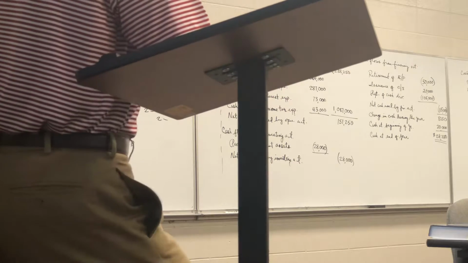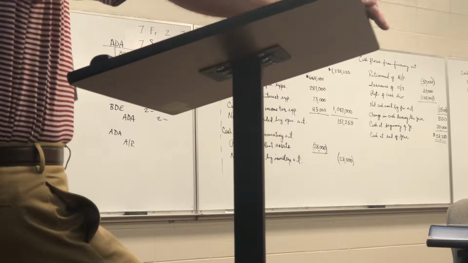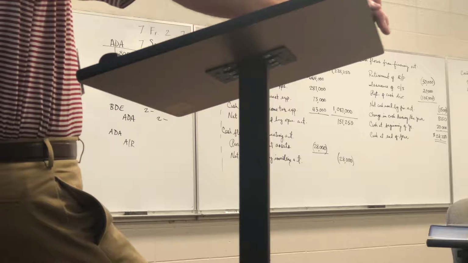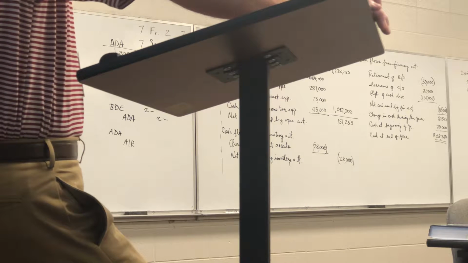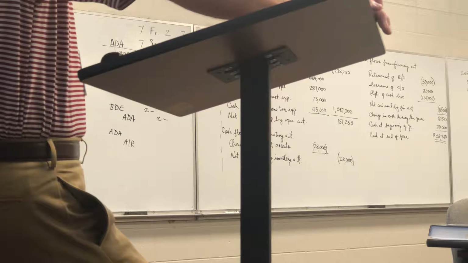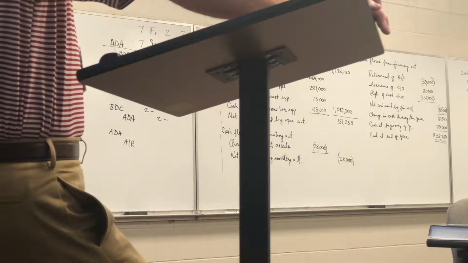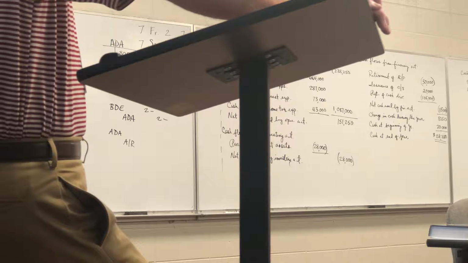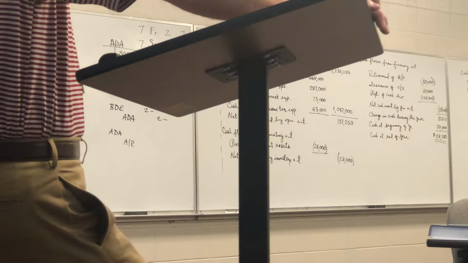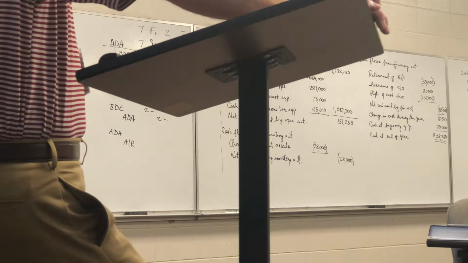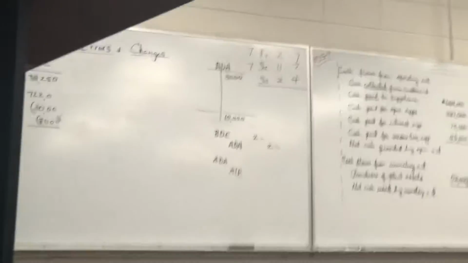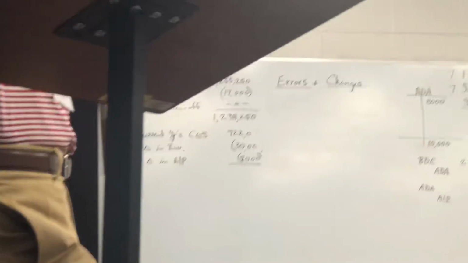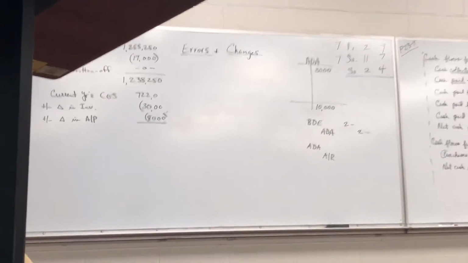Errors. If you discover in 18 that you made an error in your financial statements in 17, and you are issuing comparative financial statements at the end of 18, then you got to go back and fix the error that existed in 2017. Restate those financial statements for 2017 to fix them. Are you with me? And then report 2018 the way it ought to be.